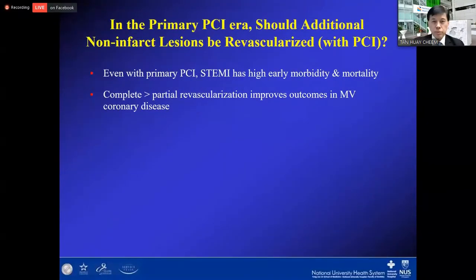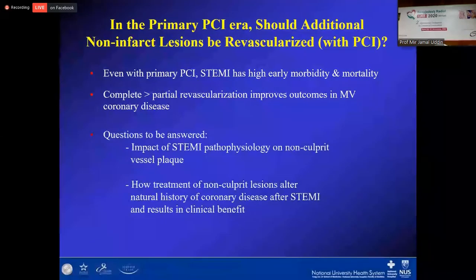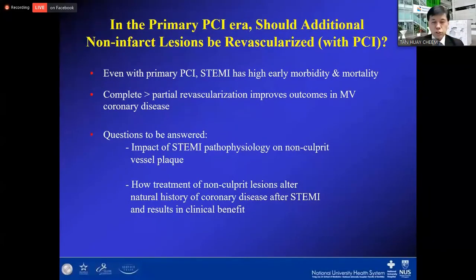And so in the primary PCI era where we now treat all our patients with STEMI, STEMI still has a high morbidity and mortality, and we also know that complete revascularization is always better than a partial revascularization in improving clinical outcomes. The question to be answered here is really the impact of STEMI pathophysiology on the non-culprit vessel plaque, and how is the treatment of the non-culprit lesions able to alter the natural history of coronary disease after STEMI and result in a clinical benefit for the patient.